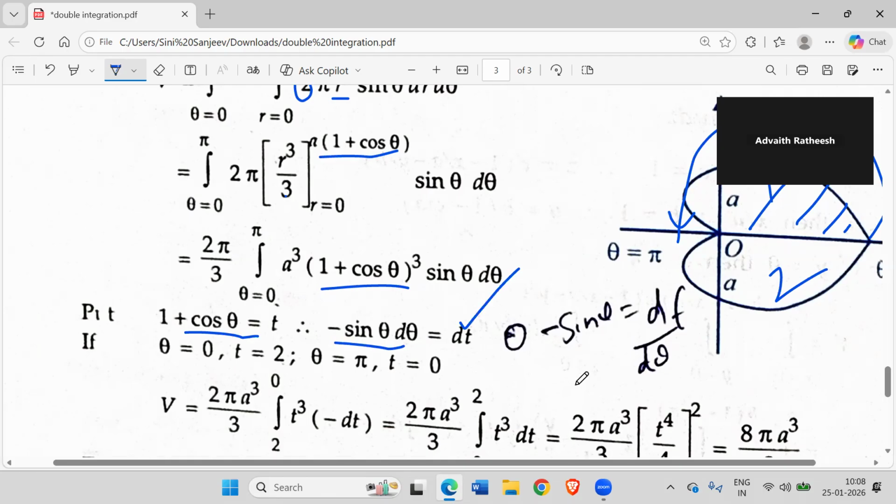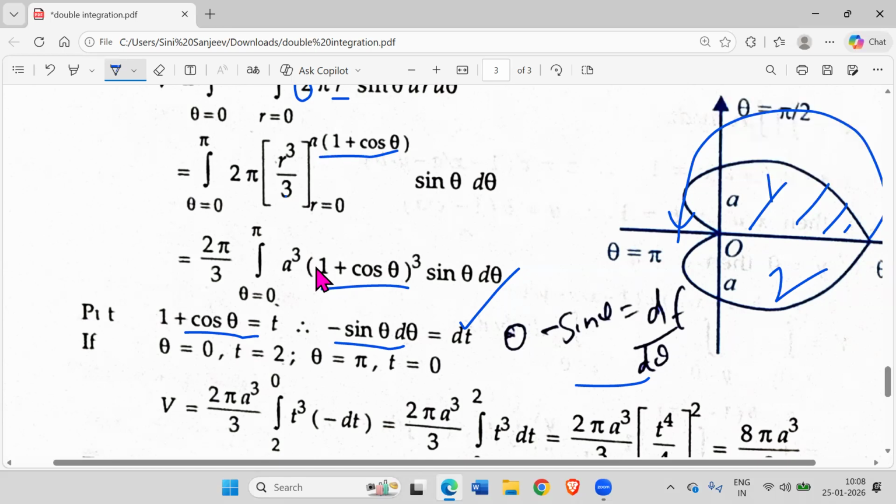Already I have written here also. How are we getting this? Okay, then I told you what? Whenever we are substituting 1 plus cos theta to t, correct? Once we are doing that, what do we need? We have to change the limits also.